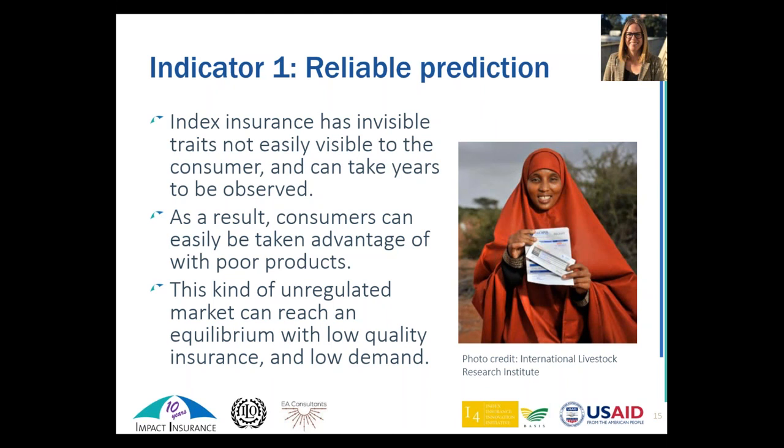So when you think about this, you look at this woman in the picture who has this insurance contract, but essentially it's a piece of paper, and looking at it, she can't assess whether or not it's quality. As a result of this, it's easy for consumers to be taken advantage of with low quality products. And because this doesn't have regulations that prohibit poor products going to market, as is often done in the seed sector, for example, this kind of unregulated market can reach an equilibrium with low quality insurance and then low demand.